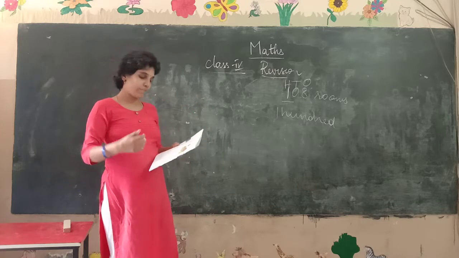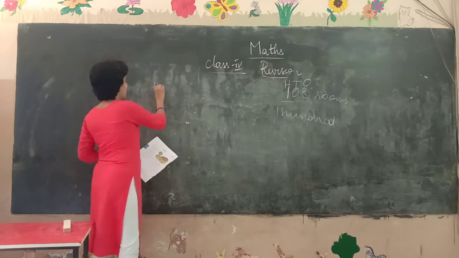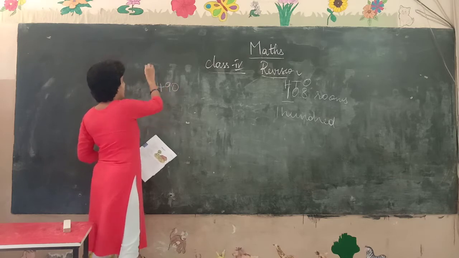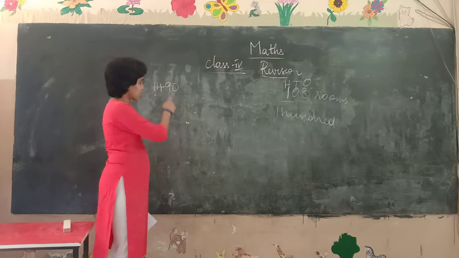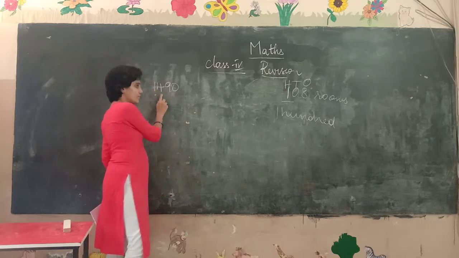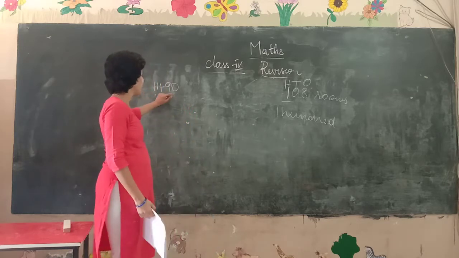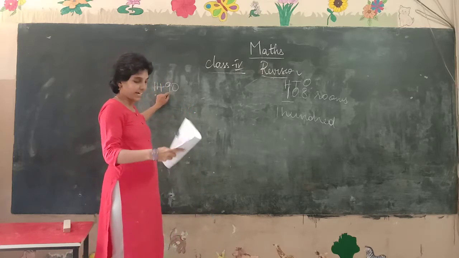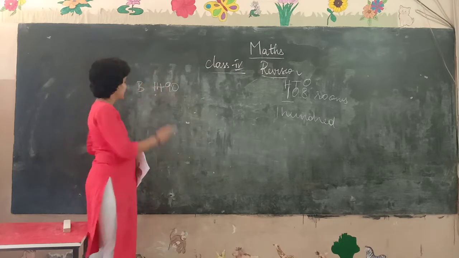Okay, so the first one is 1490. Count in thousands. Its count is 1490. This is problem B, problem C. Till now that was the A bit. This is the B bit.